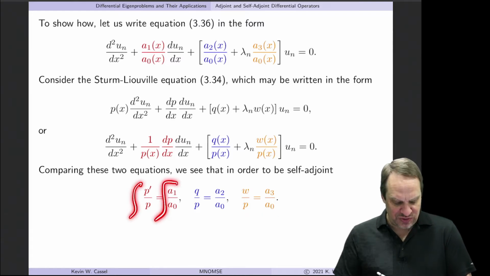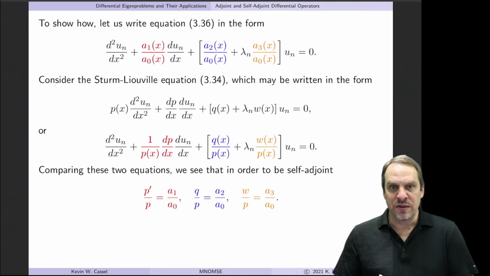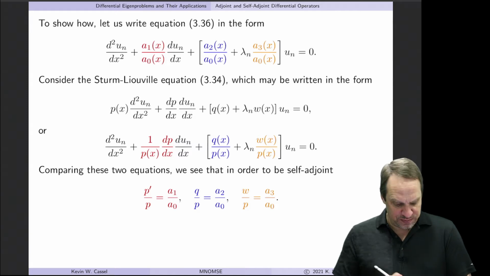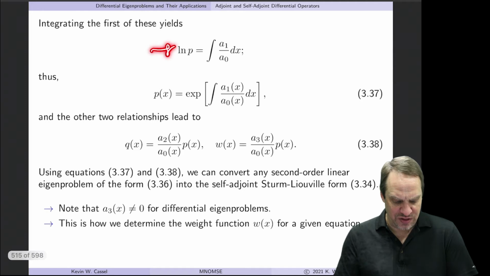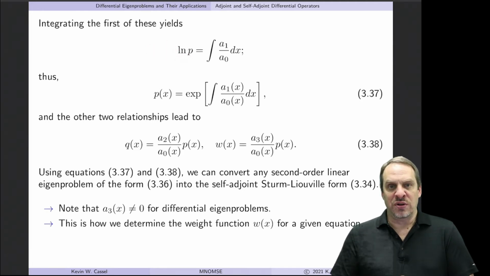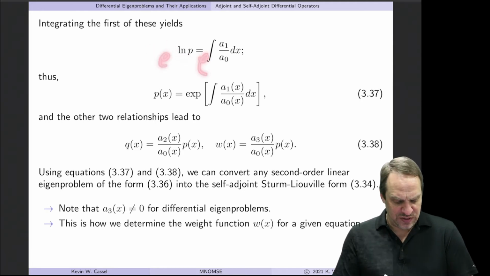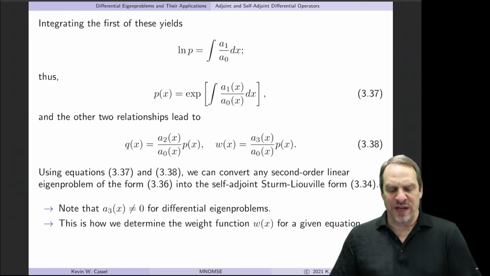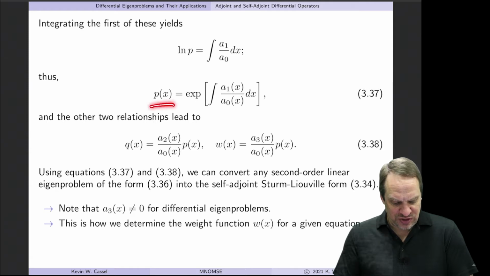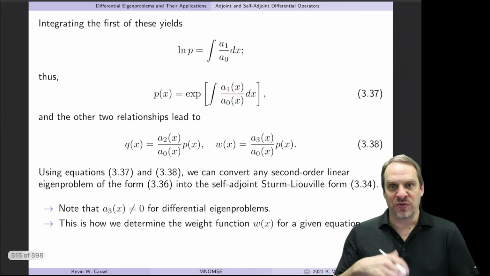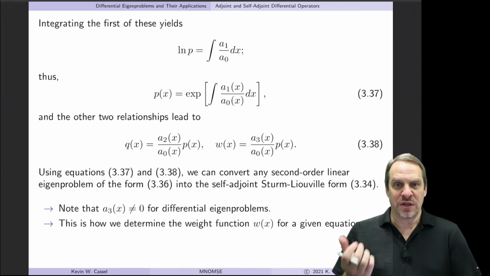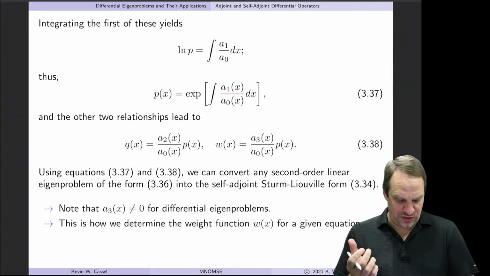So let's take a look at this first one, and we're going to integrate both sides with respect to x. The integral of p prime over p is just the natural log of p, which is then equal to the integral of a1 over a0. So that's what we have here. To get rid of the natural log, we can take the exponential of both sides. So we have p equal to the exponential of the integral of a1 over a0. That gives us an expression for the function p in terms of the a0 and a1 coefficients in the original second-order linear ordinary differential equation.